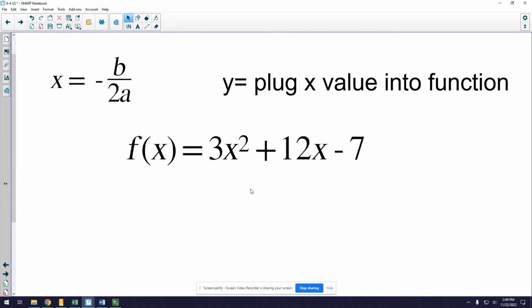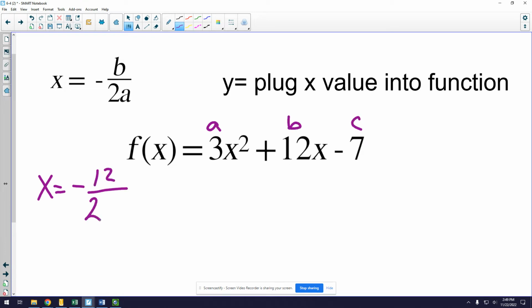I'm going to take, for the x value, negative, my b value is 12, divided by 2 times my a value, that would be negative 12 over 6, which would be negative 2. All right, negative 12 divided by 6 is negative 2. That is the x value.